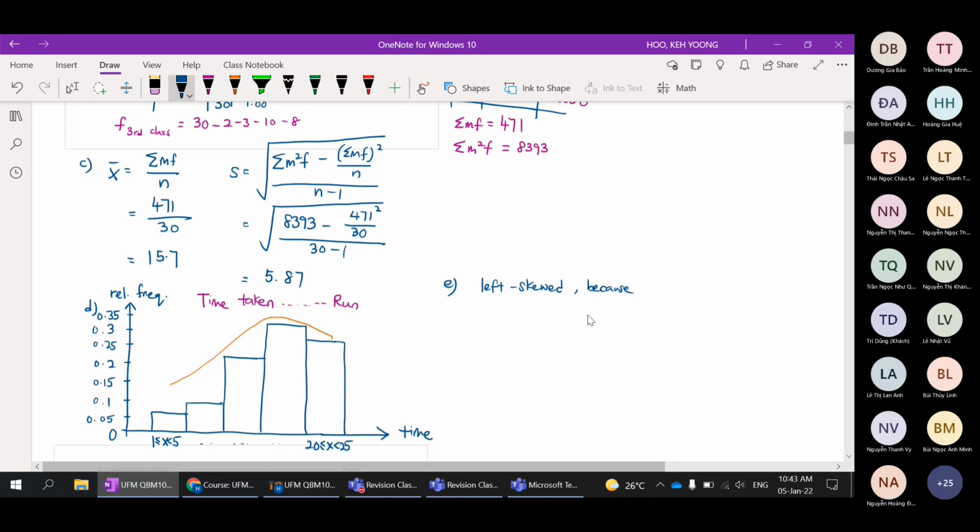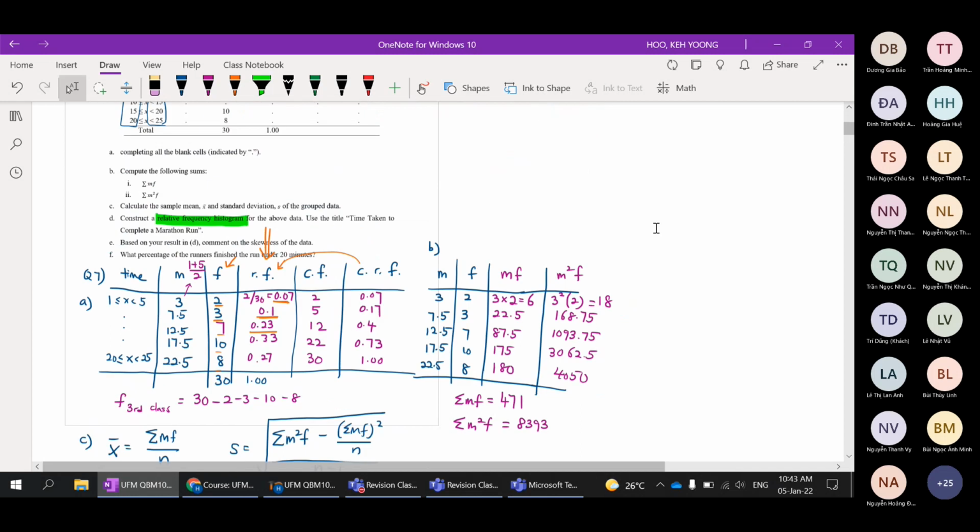Because the left tail is longer, or the tail is longer at the left-hand side. Okay, the left tail is longer. This is a left skew graph.